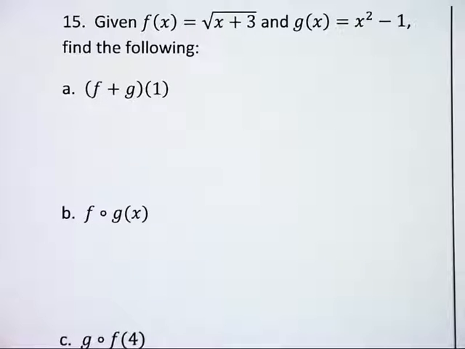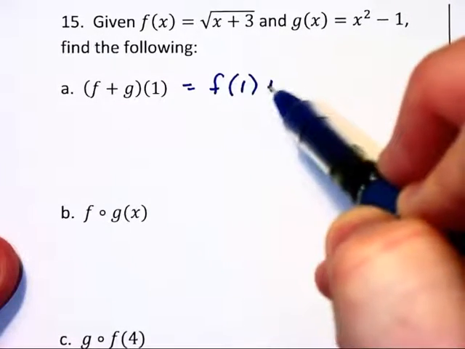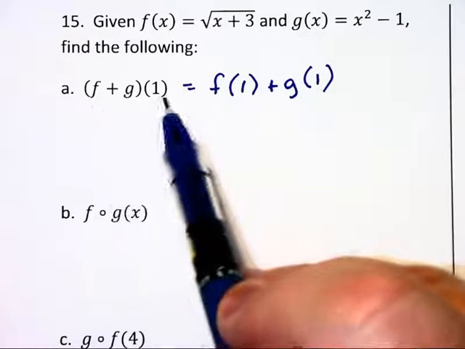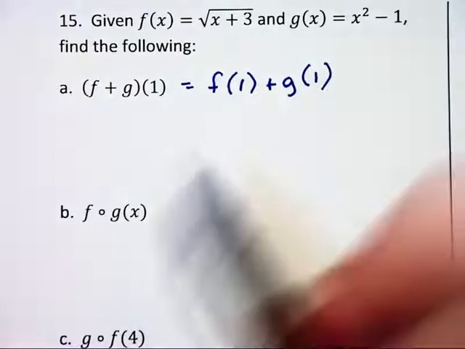Now let's work with some algebra of functions. F plus g of 1 is the same as f of 1 plus g of 1. However, notice we are not distributing the of 1. That is not a multiplication of 1. It just happens that the notation looks this way.